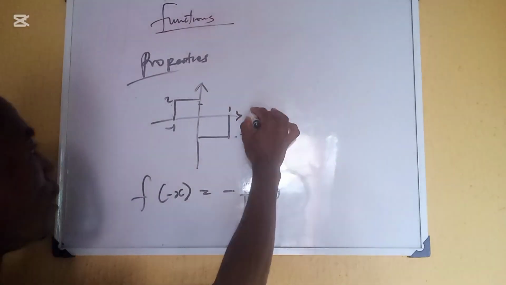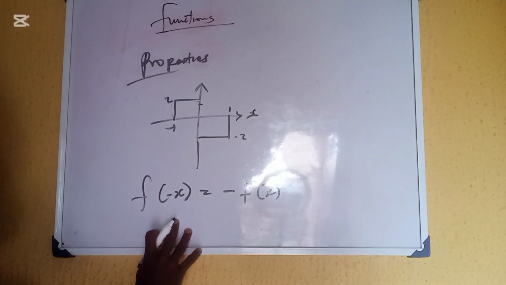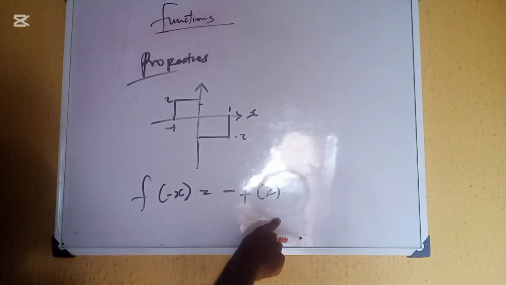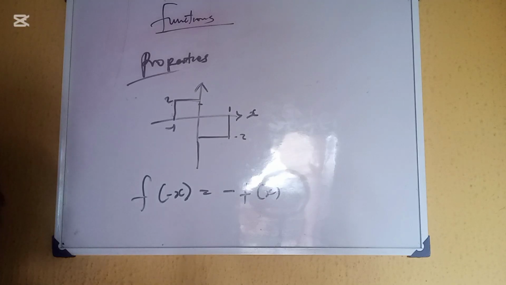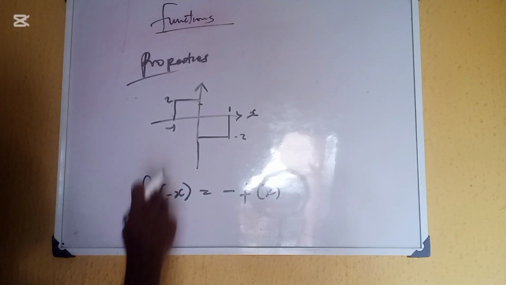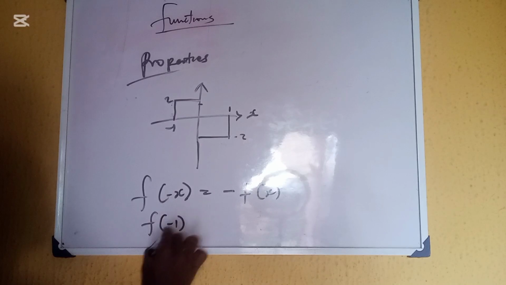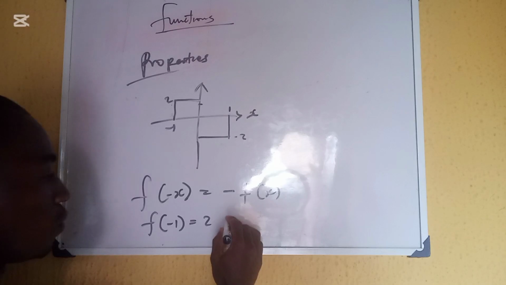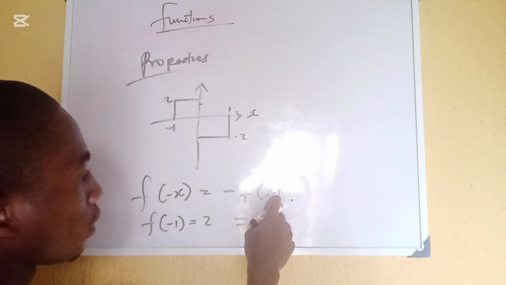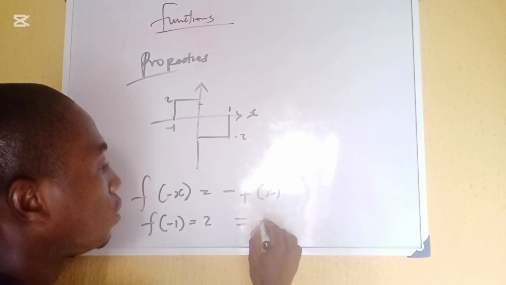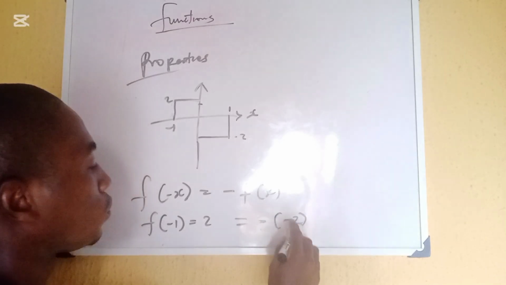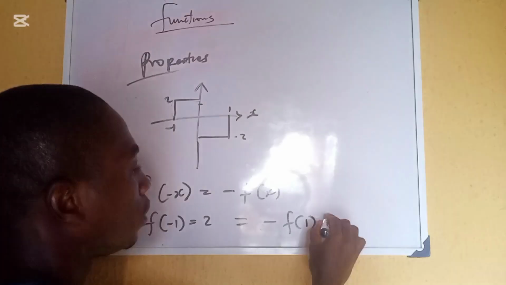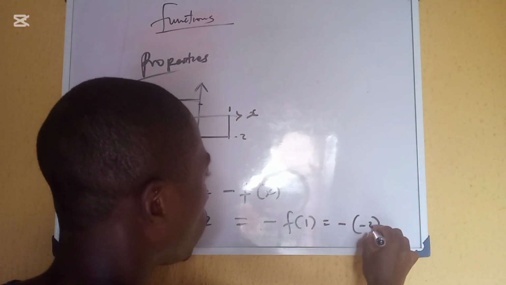Now, what does this mean? That when x is a negative value, the result we get will be equal to the result we get when x is a positive value, and we take the negative of the answer. Now, take for instance, x is -1, so f of -1 is what? 2. Now, let's check the other part of the equation. F of 1 is what? -2. So, negative into -2.